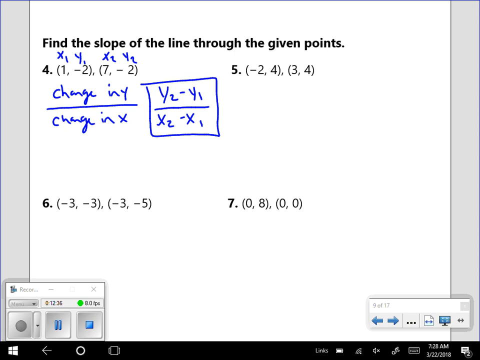We're going to be doing that more and more. So I'm going to take what I have. Y2 is negative 2. Y1 is negative 2. X2 is 7. And x1 is 1. So then I just do the math. Negative 2, I'm going to do keep, change, change. So negative 2 plus 2 would be 0 over 6. Well, in this case, my slope would be 0, which probably means that this would be a horizontal line.